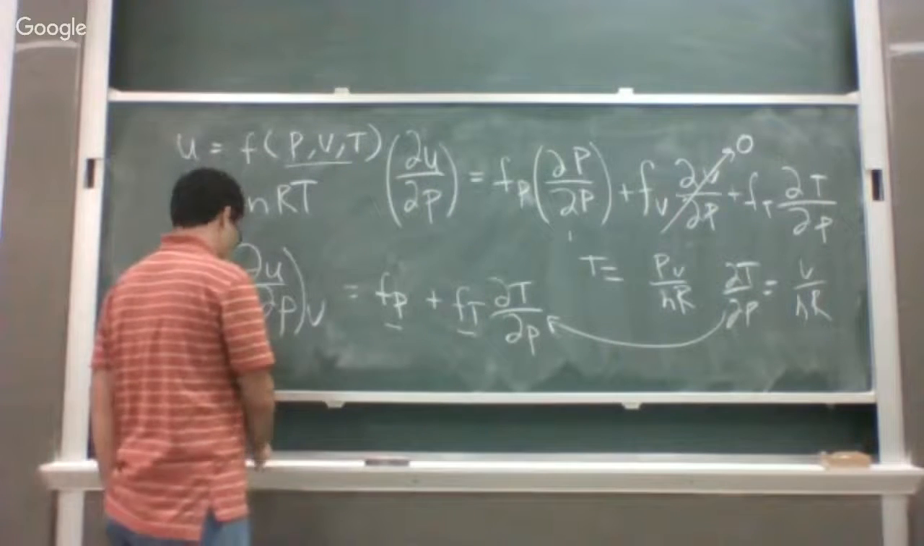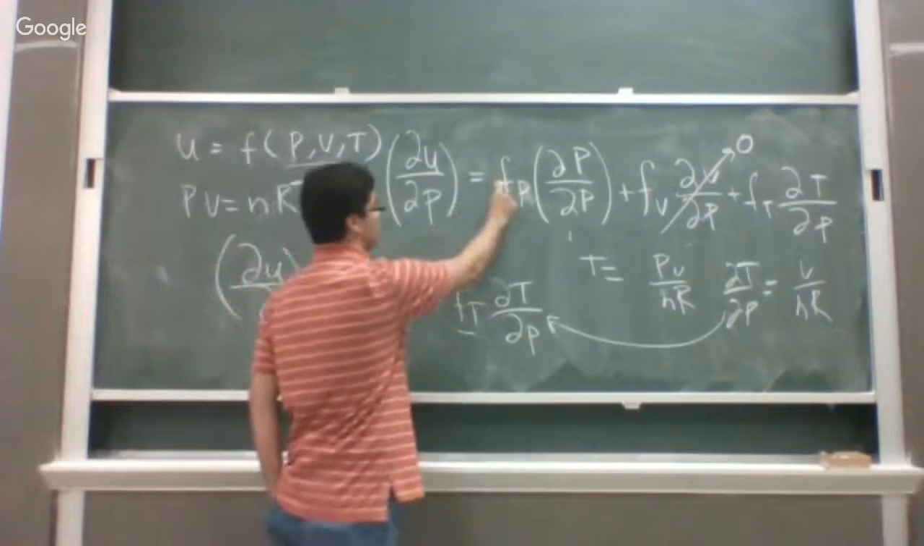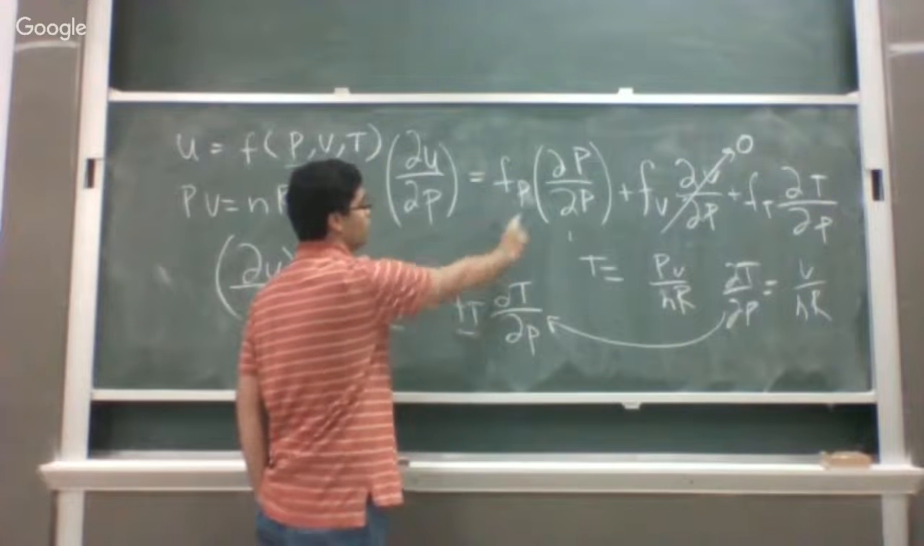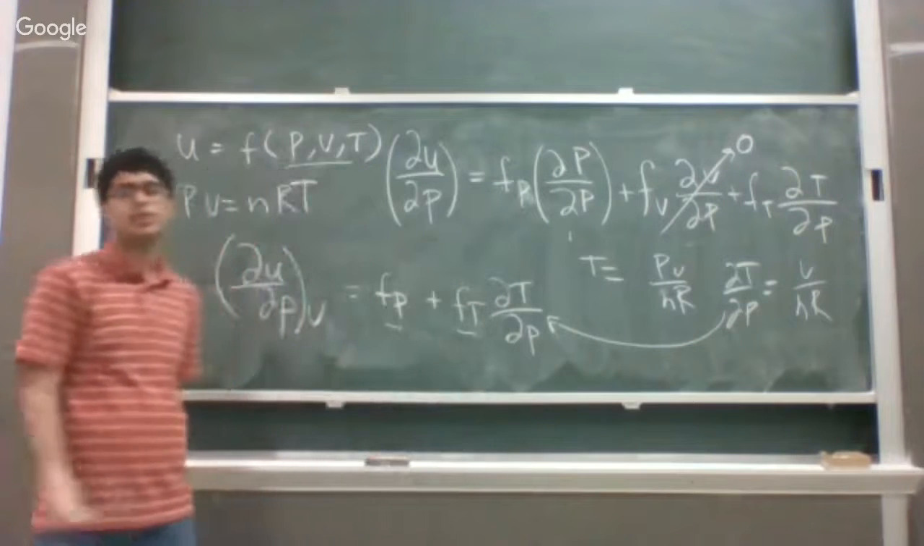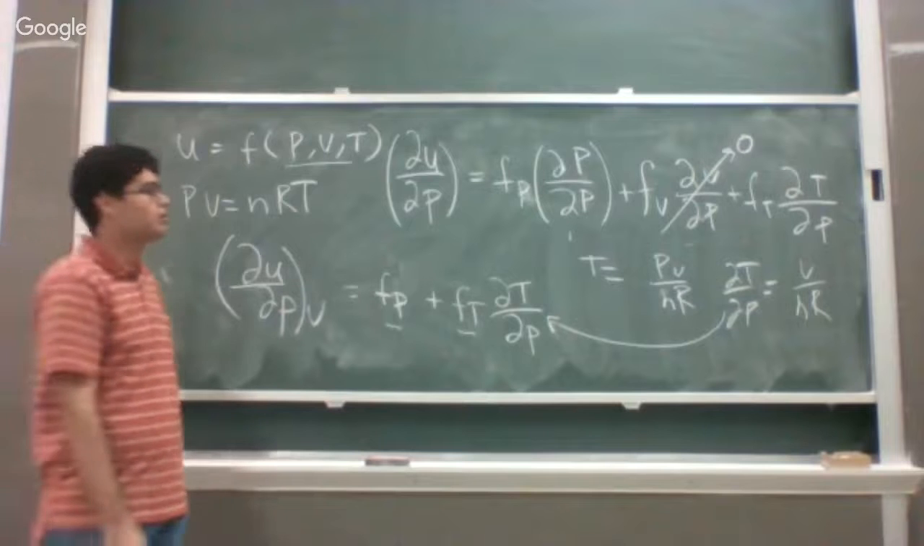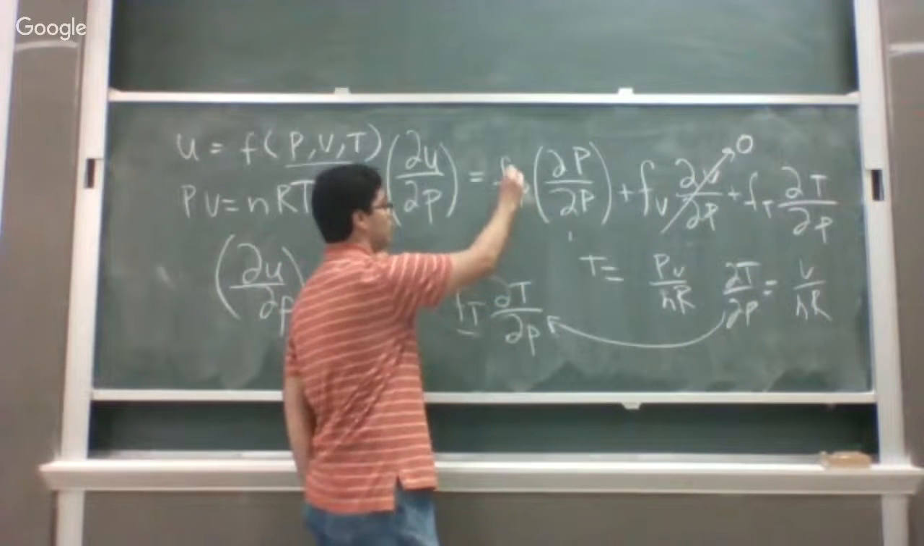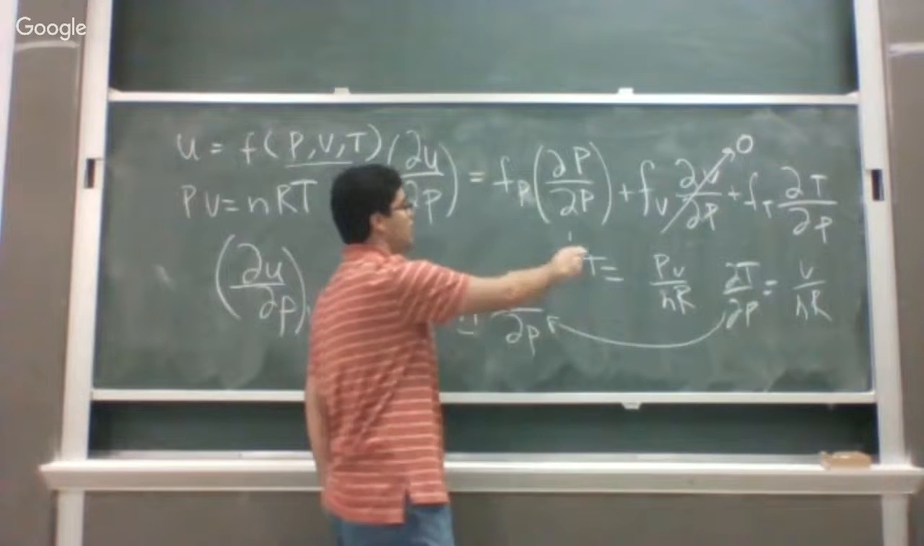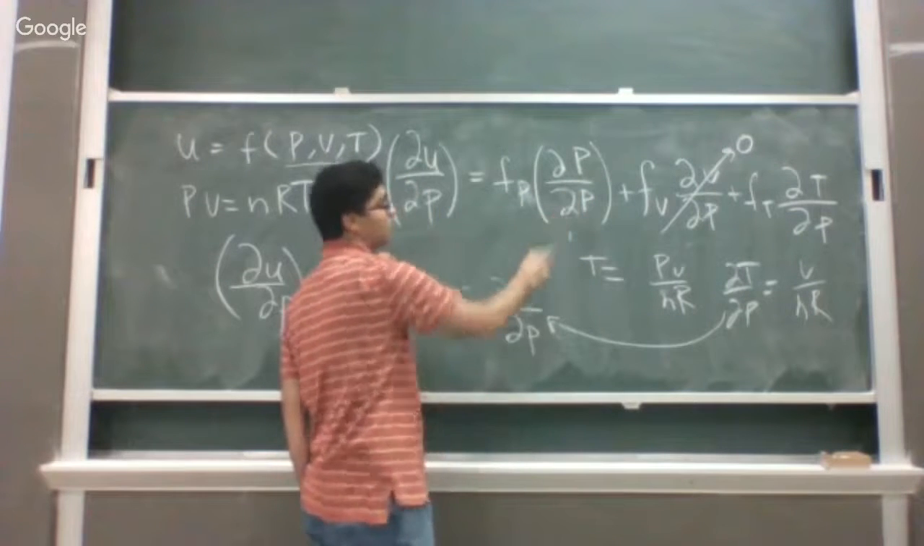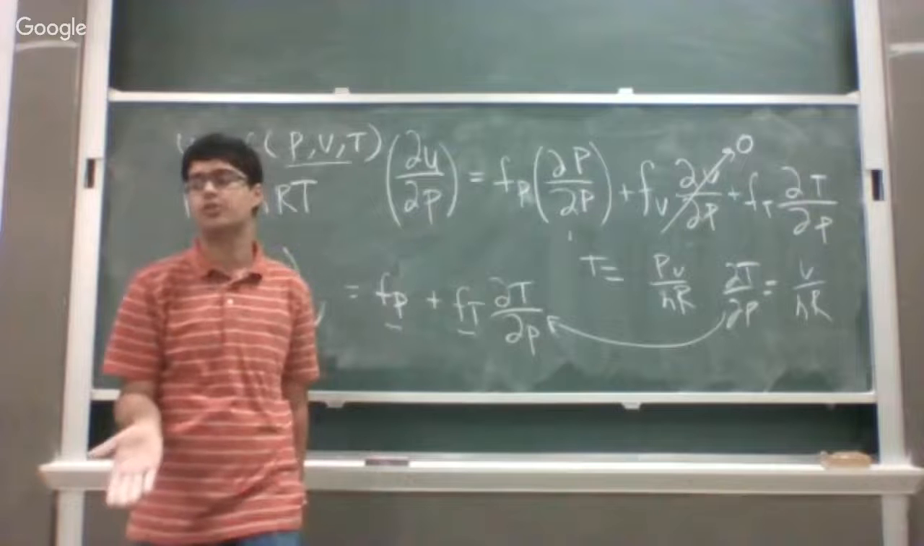So you have it in terms of f over p. You have your three parts, and then each of them has an individual function of f with respect to that variable, and then that variable with respect to the variable that you're taking the derivative with respect to.